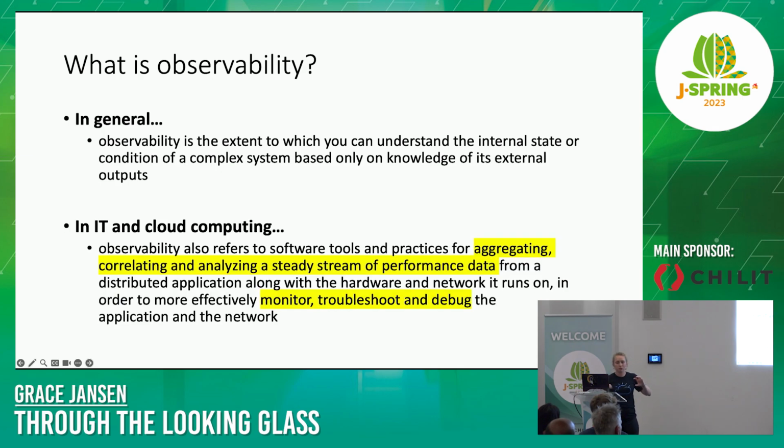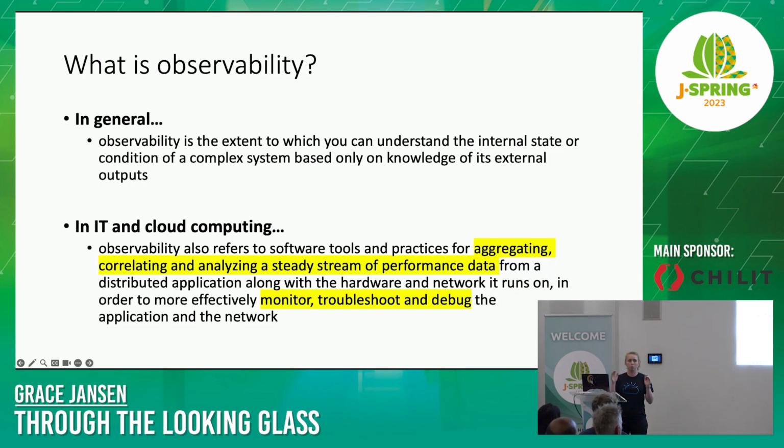So I've tried to come up with a specific IT and cloud computing definition, and I've highlighted the key aspects that I wanted you to focus in on. So really what I mean by observability is gathering, correlating, and analyzing a stream of data to be able to monitor, troubleshoot, and debug our application. Those are the key terms we're looking at here in terms of what I mean by observability.